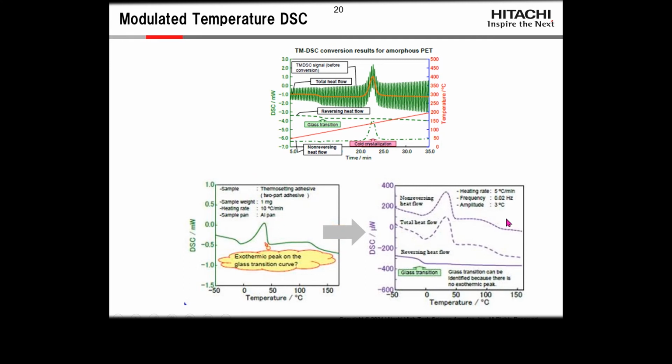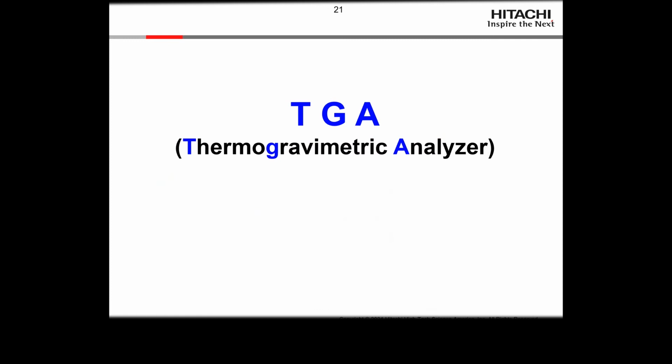So it can clean up dirty glass transitions. It can take away the loss of water from a transition. So there's a lot of applications of this technique. Now, that is a very quick summary of DSC. So what we'll move to next is TGA.